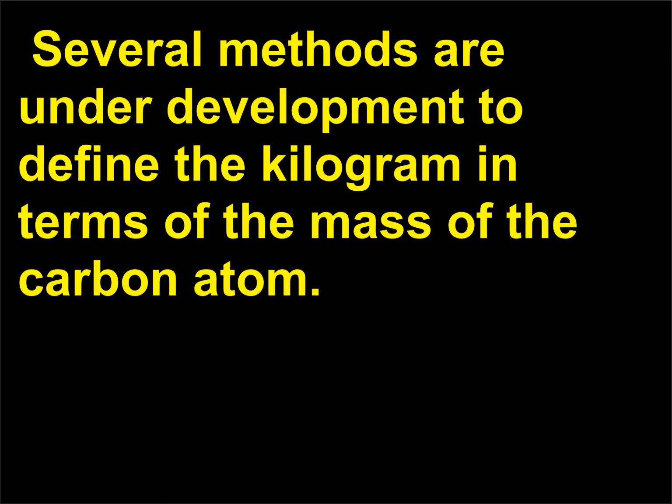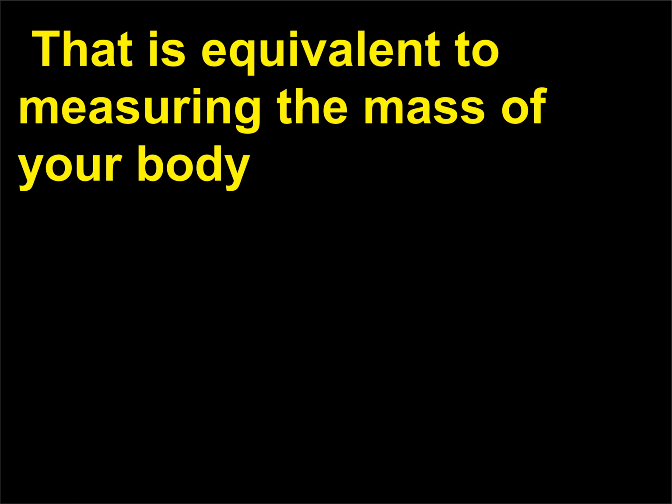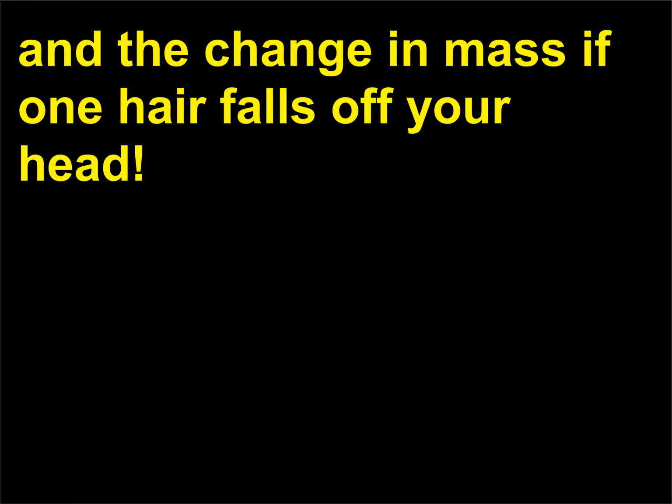Several methods are under development to define the kilogram in terms of the mass of the carbon atom. Currently, one method has a precision of 35 parts per billion. That is equivalent to measuring the mass of your body, and the change in mass if one hair falls off your head.